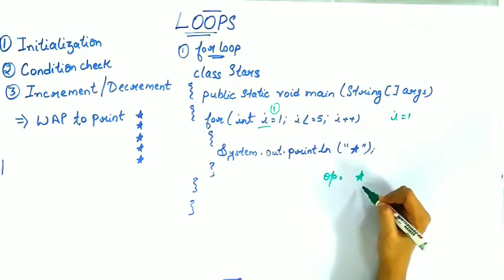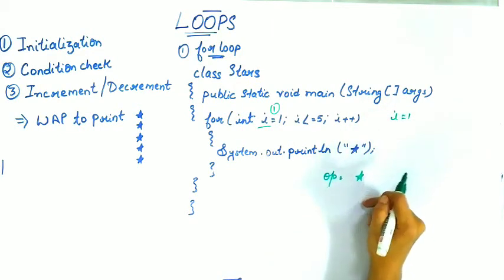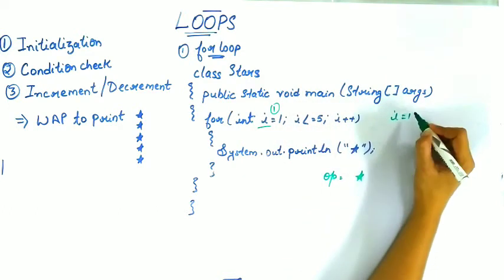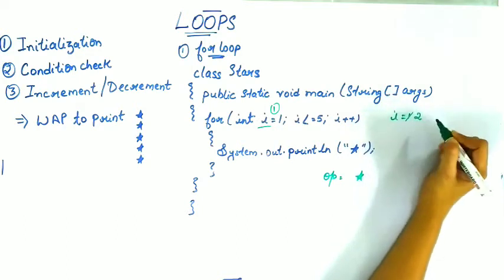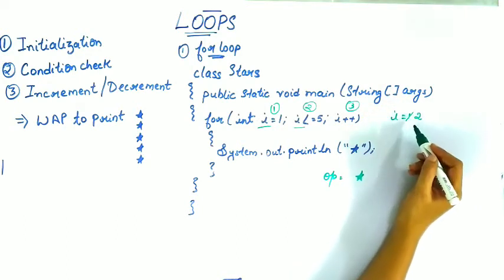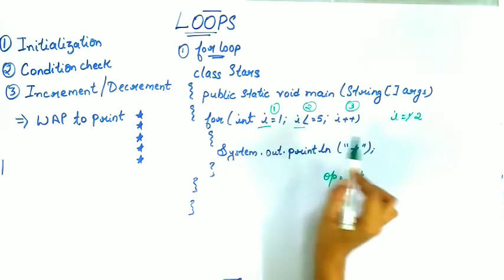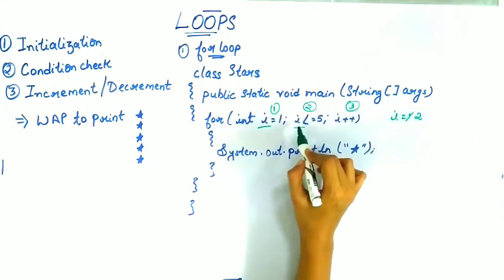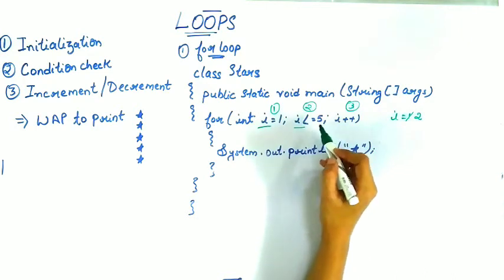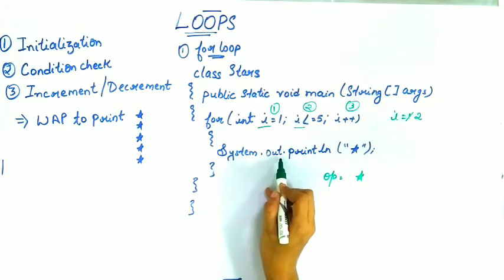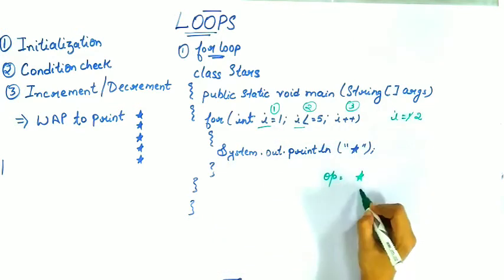And after printing this star, the compiler will come back and increment i, and now from 1, i will become 2. After incrementing, the compiler will again come back for checking the condition. Now, is 2 less than or equal to 5? Yes. Again, the compiler will come inside the loop and print another star.